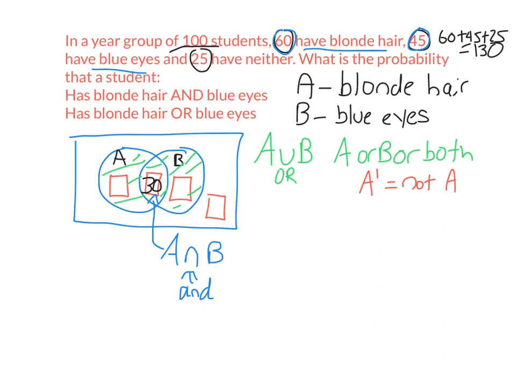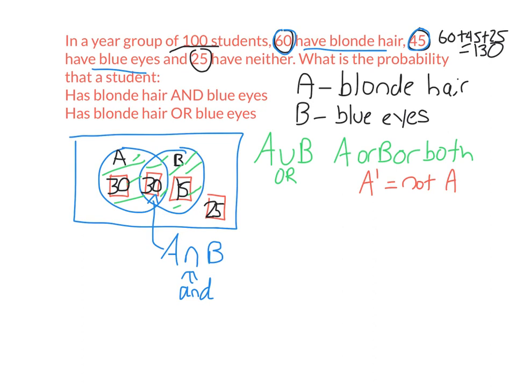Now, in the A circle, which is blonde hair, I need to have 60 students. I've already got 30 in the middle there, so I need another 30. So now there are 60 in the A circle here. Similarly, the B circle needs 45. I've already got 30. I need 15 more. So now this circle has 45. And then the number that goes outside is 25. That's the number that have neither.